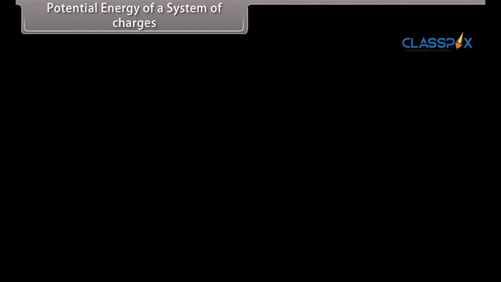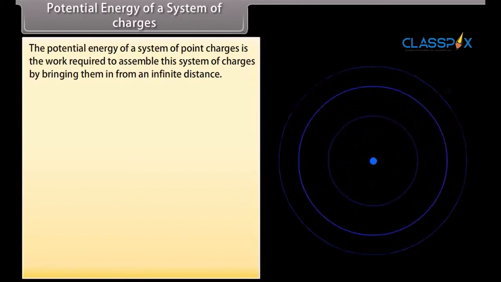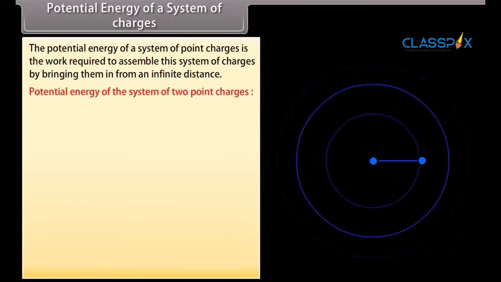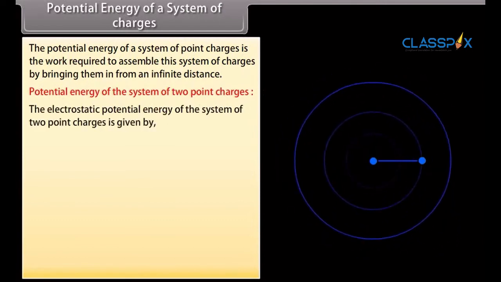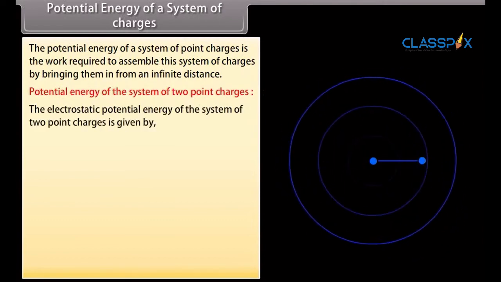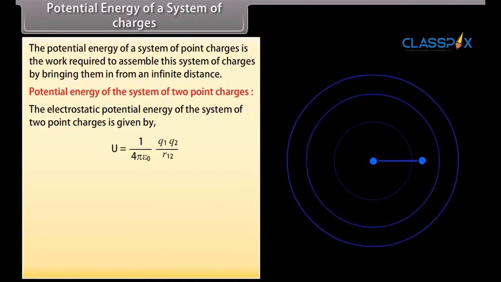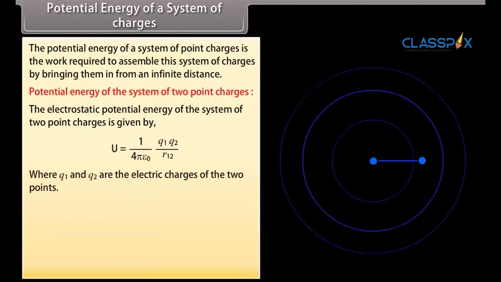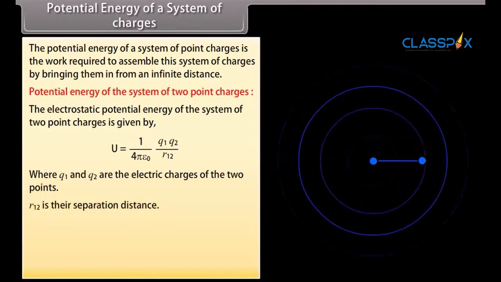Potential energy of a system of charges. The potential energy of a system of point charges is the work required to assemble this system of charges by bringing them in from an infinite distance. Potential energy of a system of two point charges. The electrostatic potential energy of the system of two point charges is given by U as 1 upon 4 pi epsilon naught multiplied by Q1 Q2 upon R12, where Q1 and Q2 are the electric charges of the two points. R12 is their separation distance.